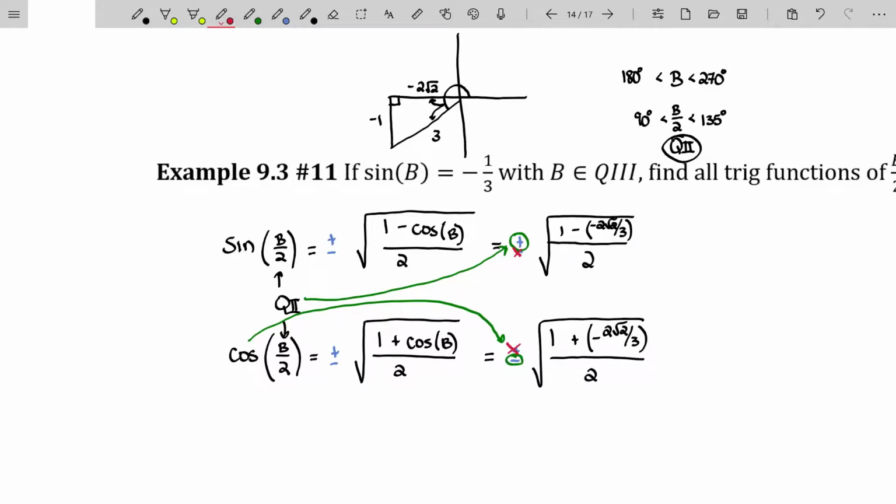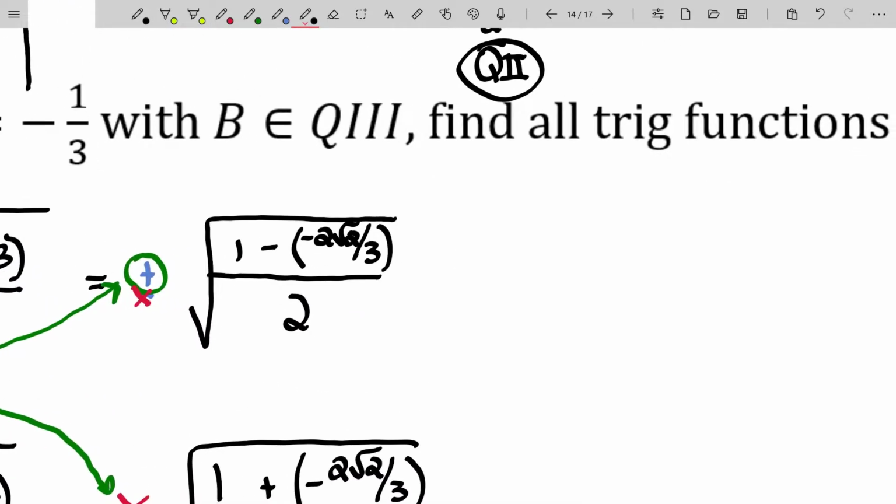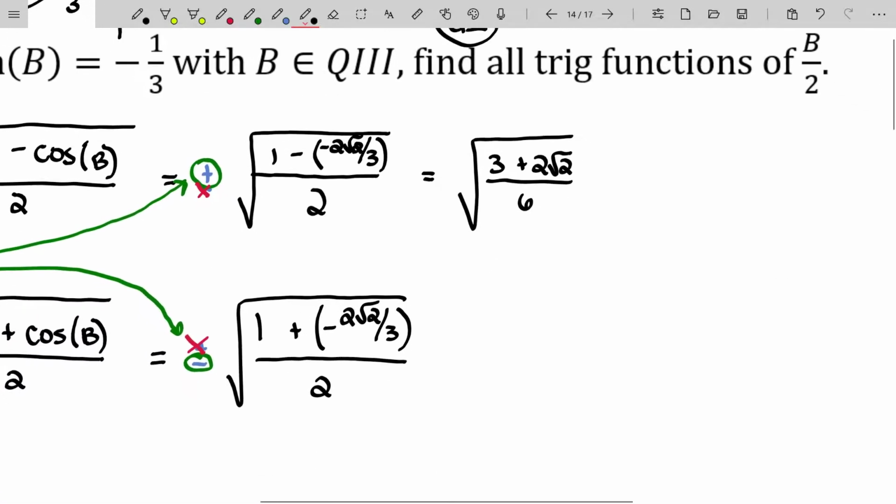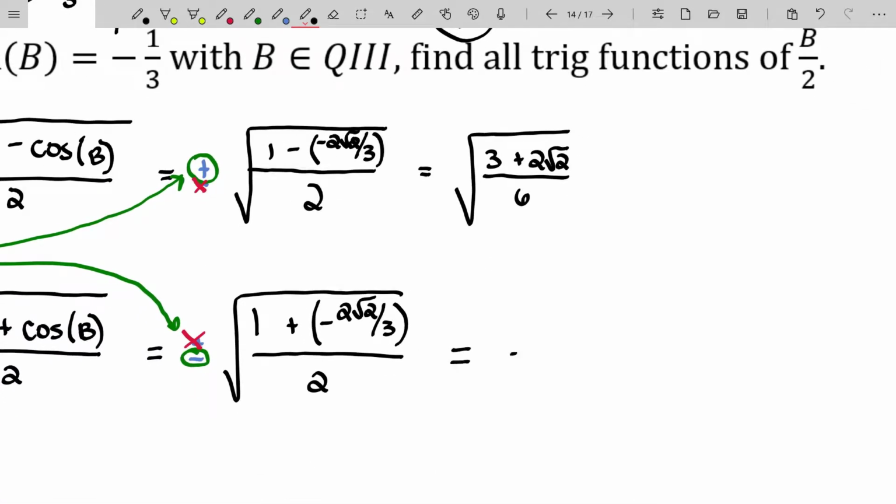And now I'm almost done. It's arithmetic from this point forward. So I just go ahead and say, okay, that first one, the sine of B over 2 is going to be equal to the positive square root of, I'm going to multiply top and bottom by 3. So I get 3 plus 2 root 2 divided by 6. That's pretty much as good as it's going to get. The cosine of B over 2 is a negative square root of, and I will go ahead and multiply numerator and denominator by 3. You get 3 minus 2 root 2 all over 6. And again, there's not much you can do with that. You would just leave it just like that.